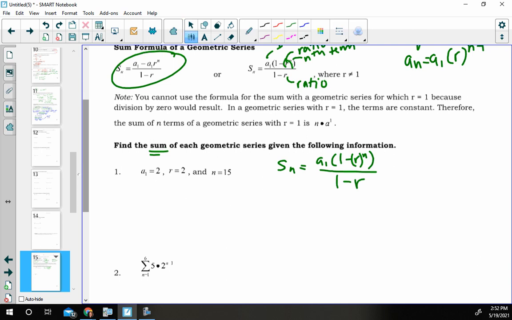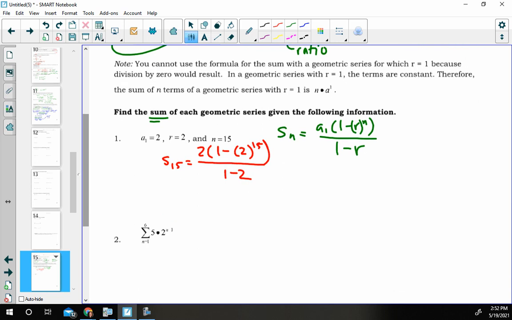Okay, so I'm just going to plug everything in. So my n is 15, so S of 15 is equal to my first term, times 1 minus my rate to my n, divided by 1 minus my rate. So I'm using the sum formula, that S that's sitting there. And now I'm going to type in the top, divide by the bottom.